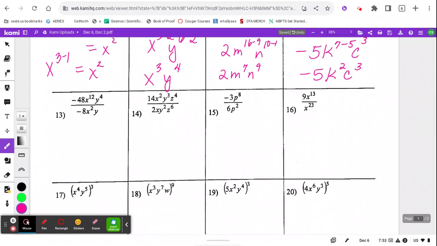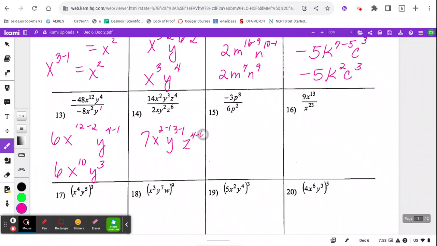48 divided by 8 is 6. Negative divided by negative is positive. And we're left with x to the 10th, y to the third. 14 divided by 2 is 7. Seven, x to the first power, 2 minus 1 is just 1, y squared.